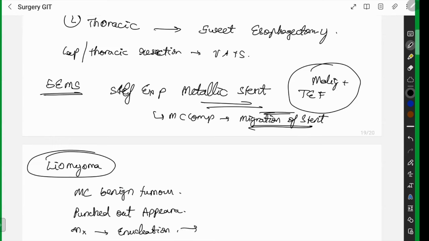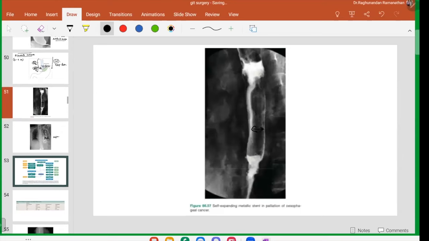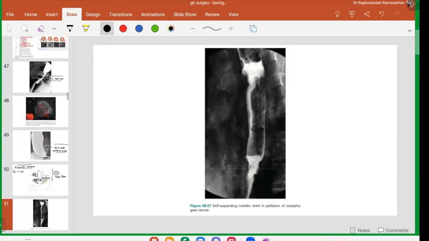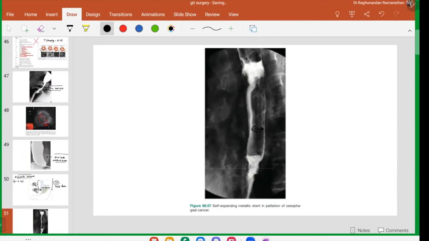Treatment is STER, submucosal tunneling endoscopic resection. Submucosal tunneling endoscopic resection will be performed in this condition.